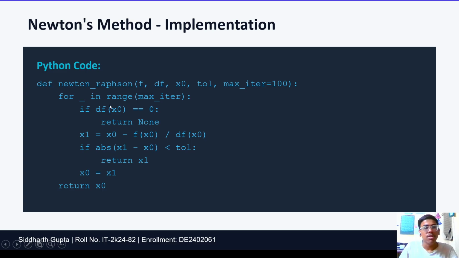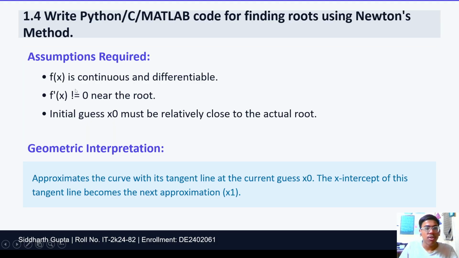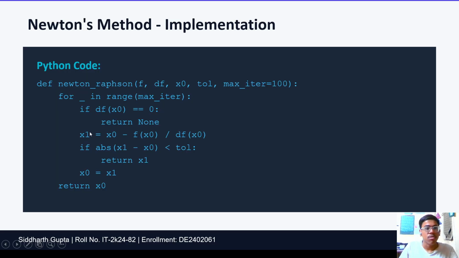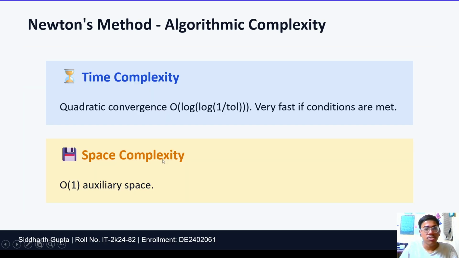Again, we start with a for loop from 0 to max iteration, like till 100 it will go. First, if the differentiation of x0 is 0, we will return None, as we already assumed that it should not be equal to 0. Now the formula for Newton-Raphson: x1 is equal to x0 minus f(x0) upon df(x0). If the absolute of x1 minus x0 is less than tolerance, we will return x1, and again we will set x0 equal to x1, and this loop will go on until the difference becomes less than tolerance. So this is a simple Python code implementation for Newton-Raphson.